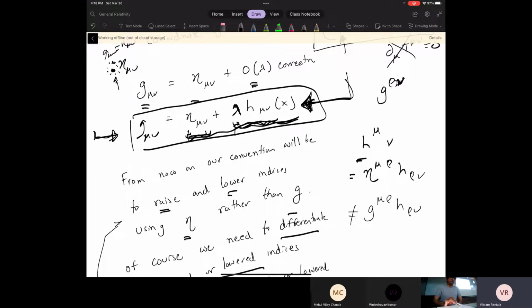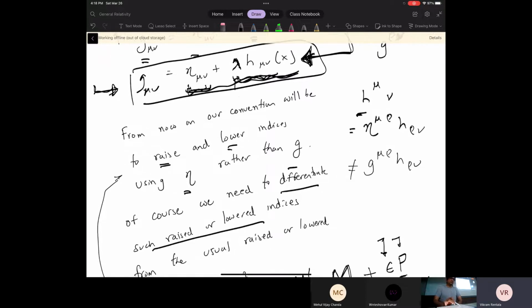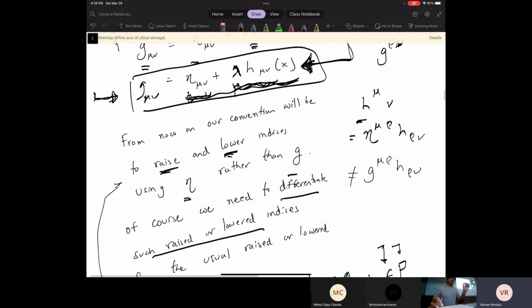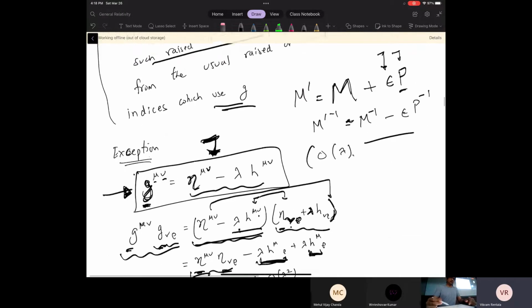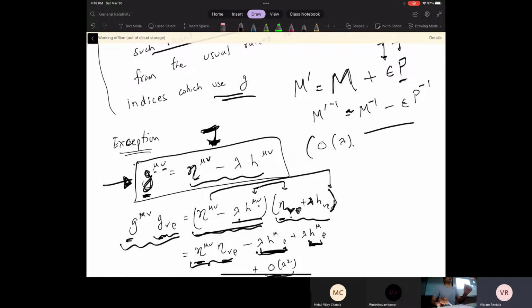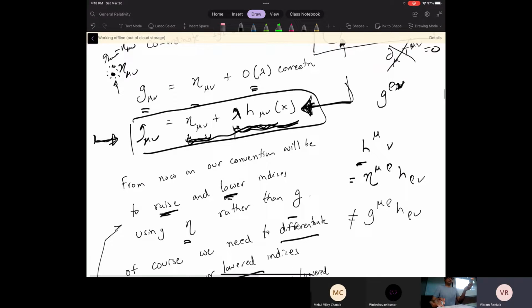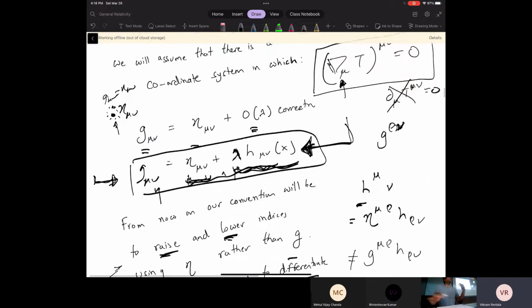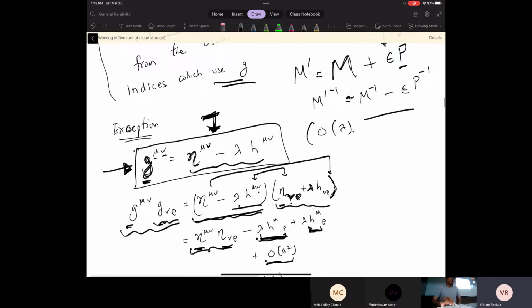Okay, so we're expanding our metric as eta mu nu plus lambda h mu nu, and I said from now on our convention will be to raise and lower indices using eta rather than g. Strictly speaking, we also worked out the inverse metric, which is eta mu nu minus lambda h mu nu. And we showed that to first order, this is exactly the same as taking the inverse of this full matrix. To first order in lambda, the inverse matrix is just this.